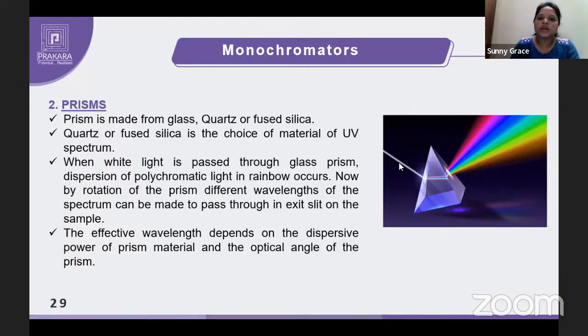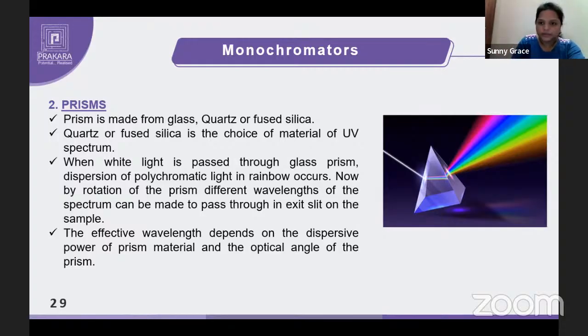If you see in the refractive prism here, it is on the opposite side. The incident beam is on one side and the refraction is on the other side. Coming to the reflective, incident and reflection will take place on the same side. So by rotating the prism or by changing the exit slit, the wavelength will be selected when we use prisms. So this is the mechanism behind the selection of wavelength while you are using prisms as monochromators.